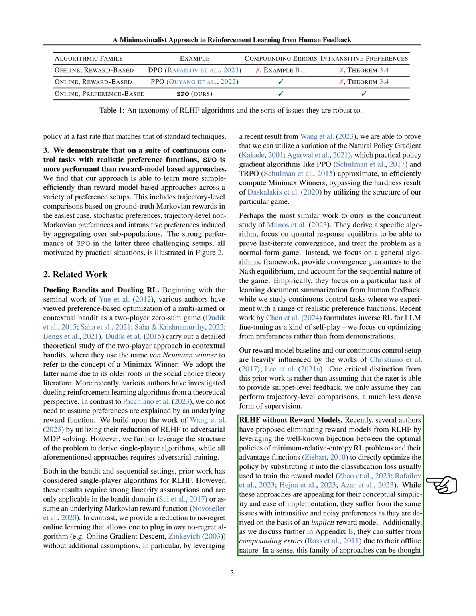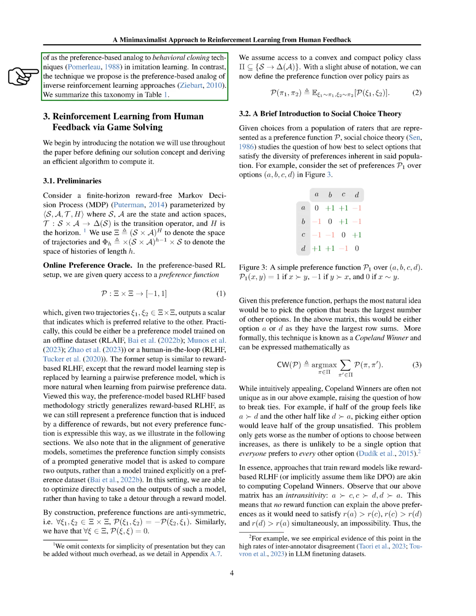Recently, several authors have proposed eliminating reward models from RLHF by directly optimizing the policy by substituting it into the classification loss usually used to train the reward model. While these approaches are appealing for their conceptual simplicity and ease of implementation, they suffer from the same issues with intransitive and noisy preferences as they are derived on the basis of an implicit reward model. Additionally, they can suffer from compounding errors due to their offline nature. In a sense, this family of approaches can be thought of as the preference-based analog to behavioral cloning techniques in imitation learning. In contrast, the technique we propose is the preference-based analog of inverse reinforcement learning approaches.